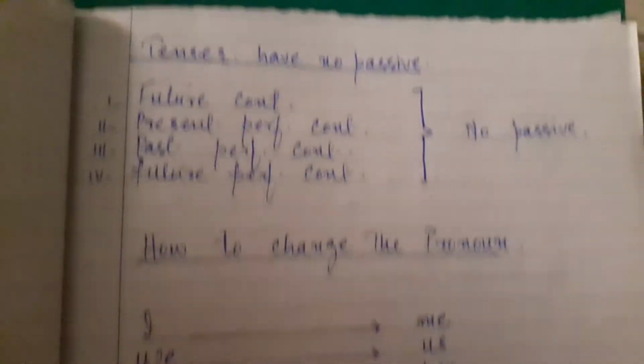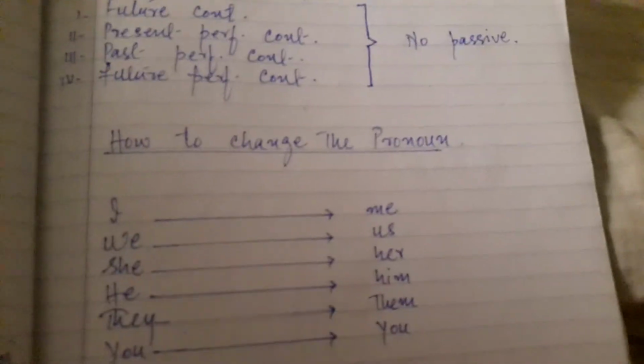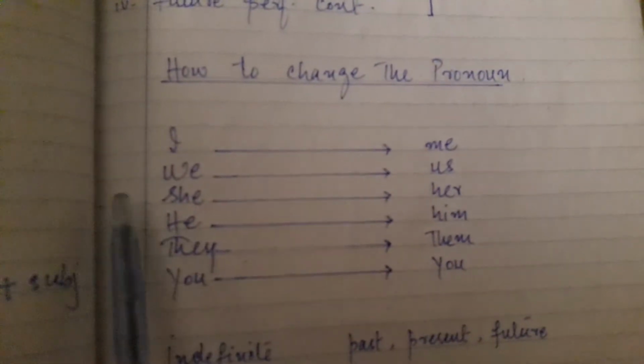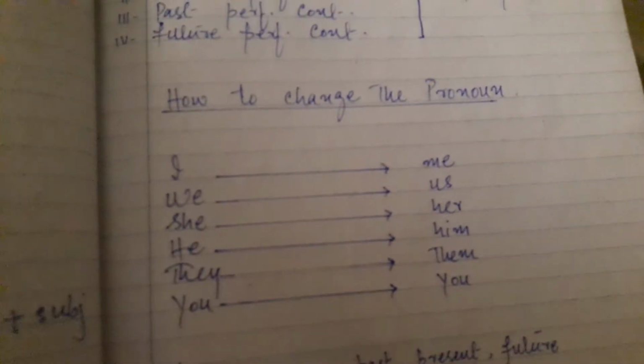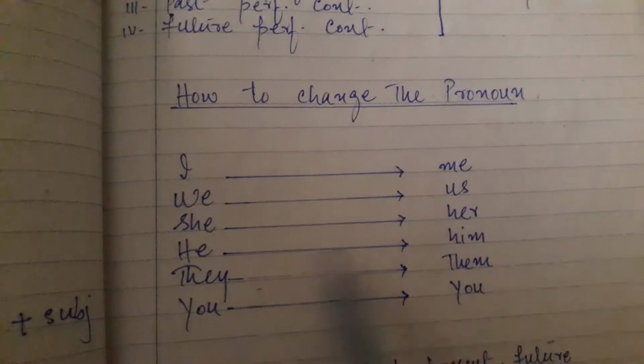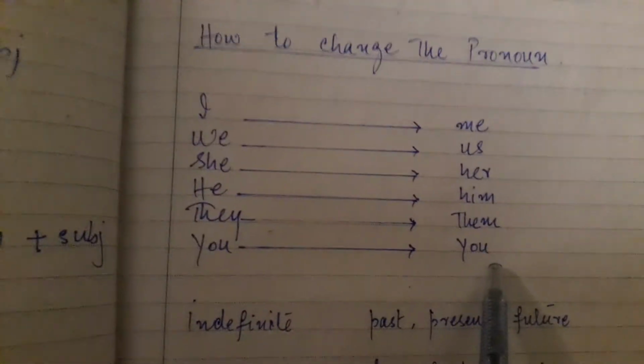Okay. Now how to change pronouns? As I told you, here we have changed I into me. So let's see how to change. What will be the changes over there? Make a table of it. You already have it, but if you need to make key points, you can write it down in your copy. I into me, we into us, she into her, he into him, they into them. You will remain as it is, you.